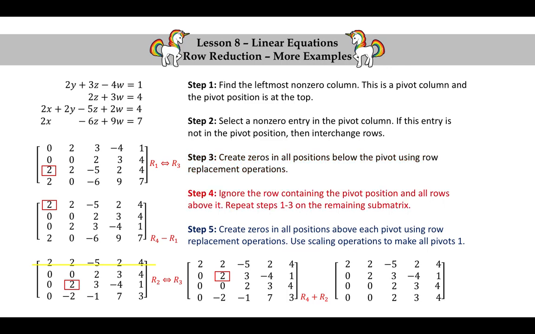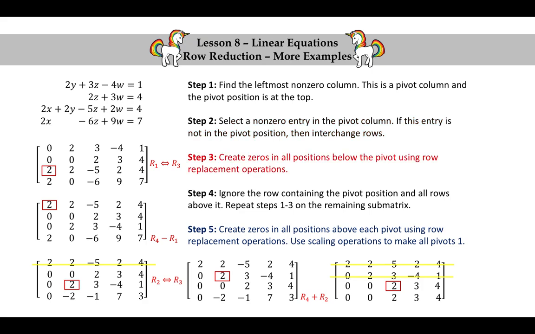Great. Let's now ignore the row containing the pivot position and all rows above it. So we ignore the second row and the row above it, the first row. And we go back to step 1, where we find the leftmost non-zero column. That's this column 2, 2 here. And we're going to select a non-zero entry in this pivot column. Let's choose this 2. That's the natural choice because we won't have to interchange any rows.